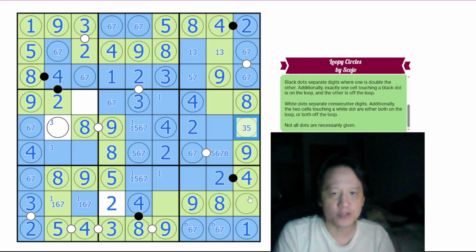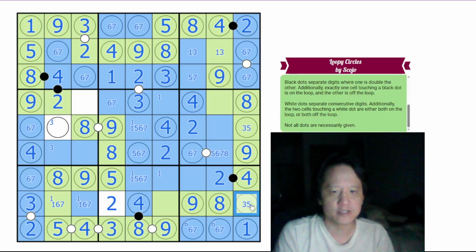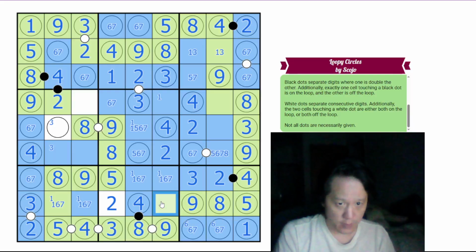Circles, this has to be a 3-5 pair left in column 9. That should be all the 3s and 5s left over. One of these is guaranteed to be 3. Oh, this 3 eliminates 3 here, so this is 5, which makes this 3. That forces this to be a 3 here. This can't be 5. This is a 1, 6, 7 triplet. That means this has to be 6 or 7 also here.